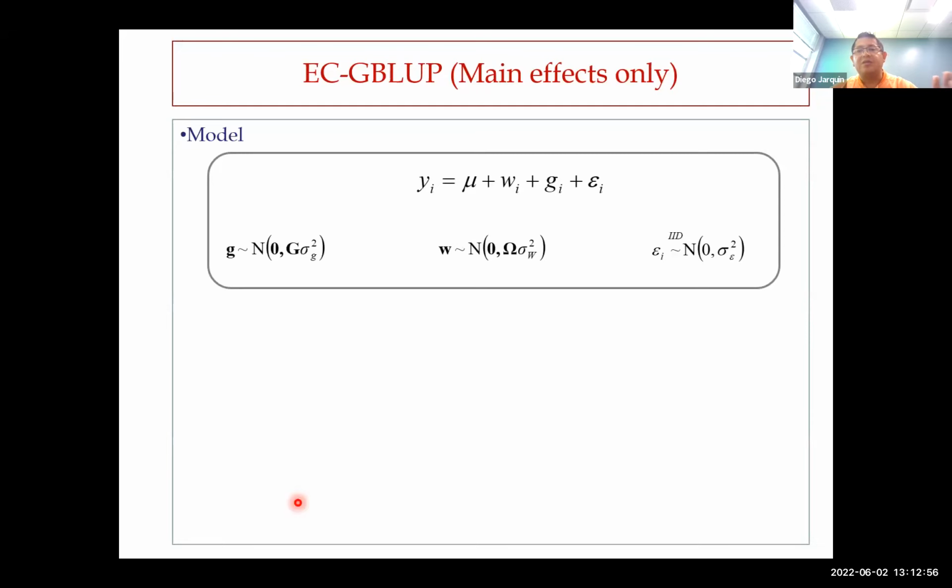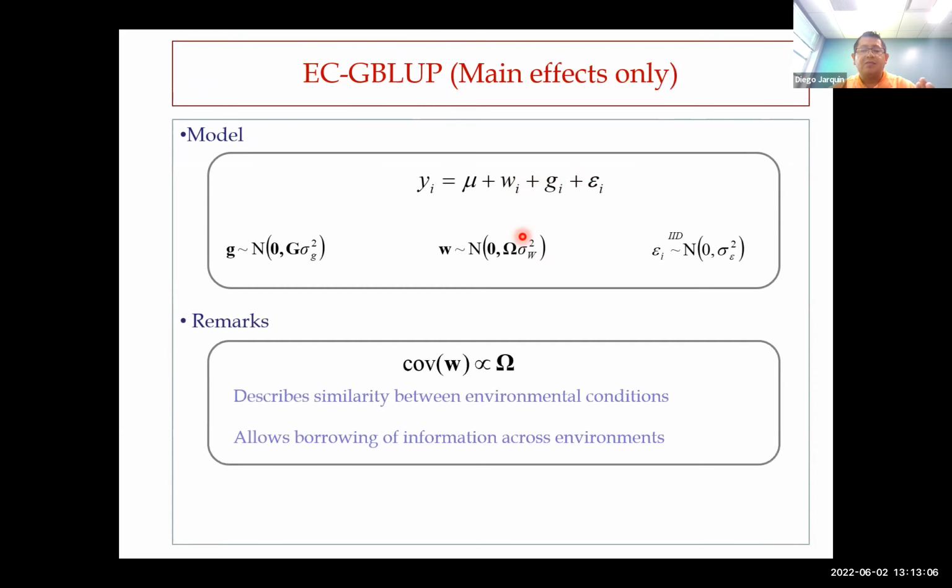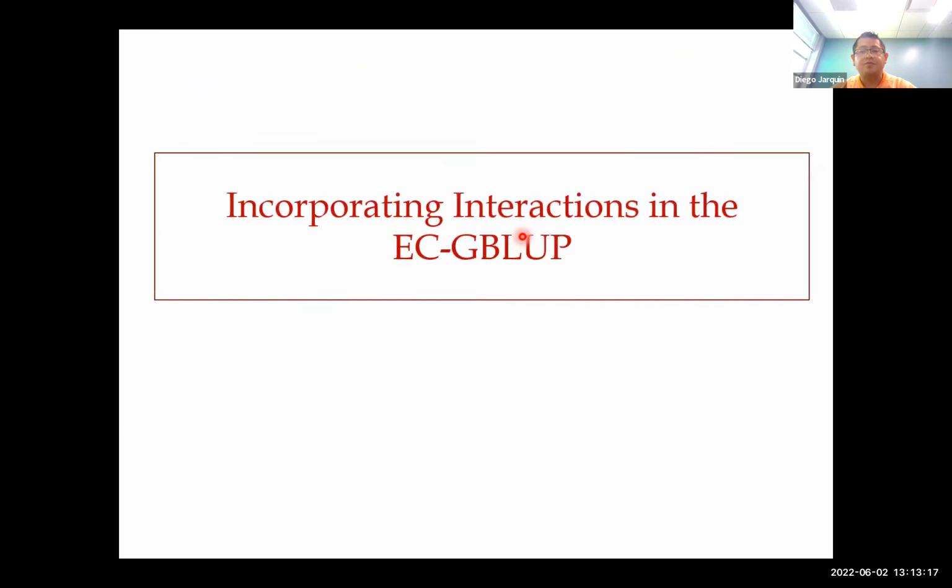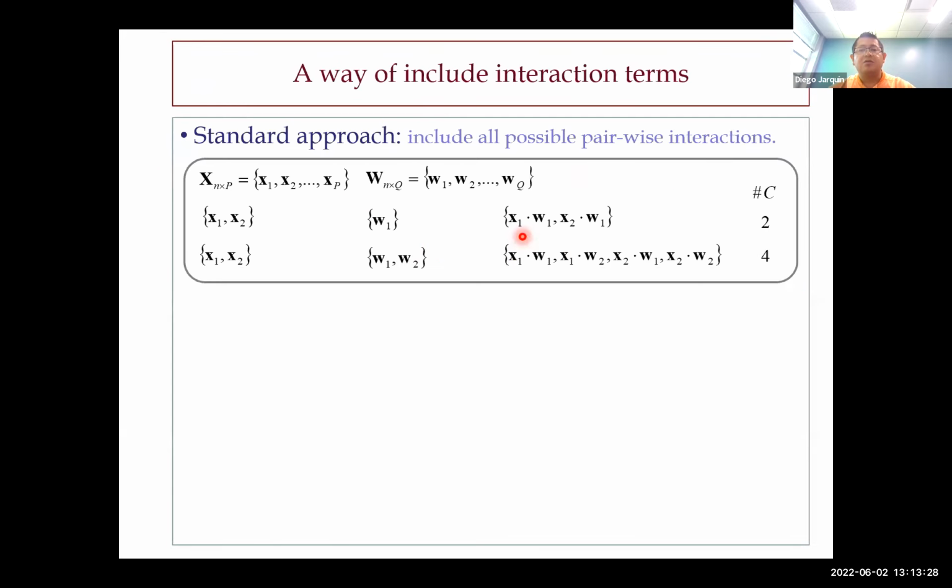So now we have a model that includes the main effect of the markers via covariance structure and the main effect of the environmental values via covariance structure. Again, the challenge is that we are dealing only with an additive model, so it does not consider the interaction term so far. In this research, we try to integrate the interactions between markers and environmental values in a similar way.